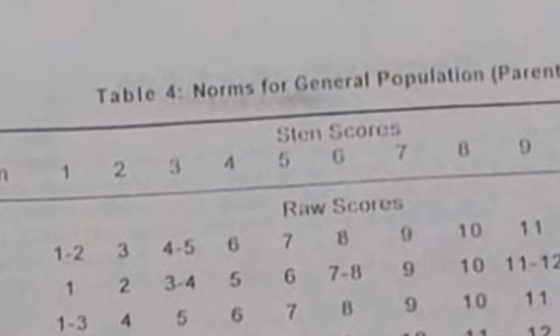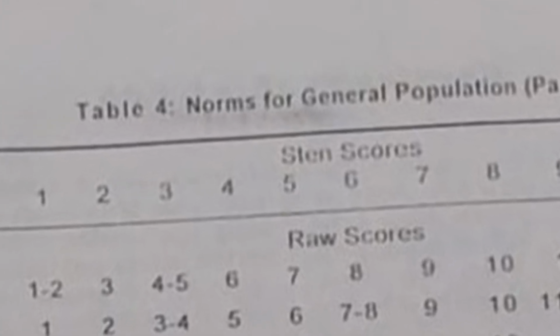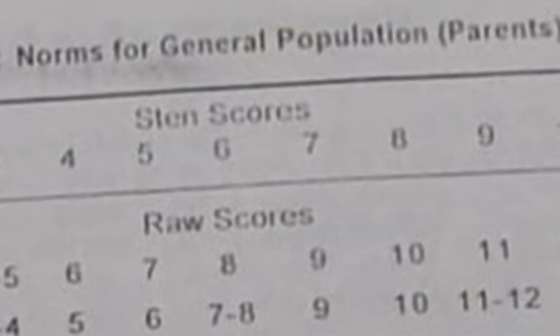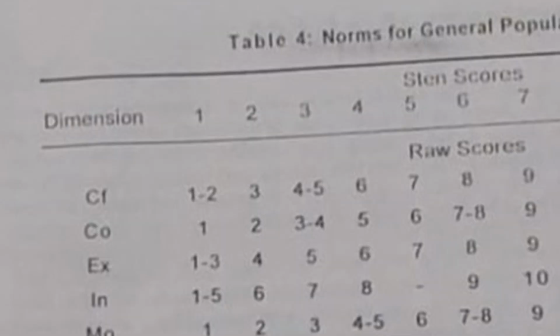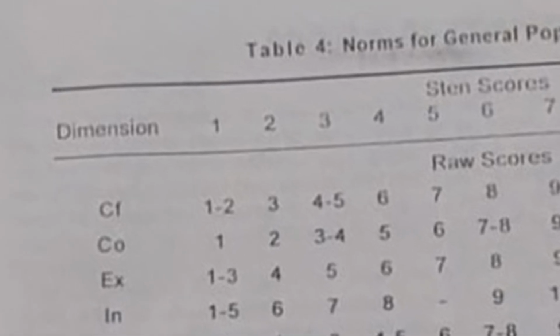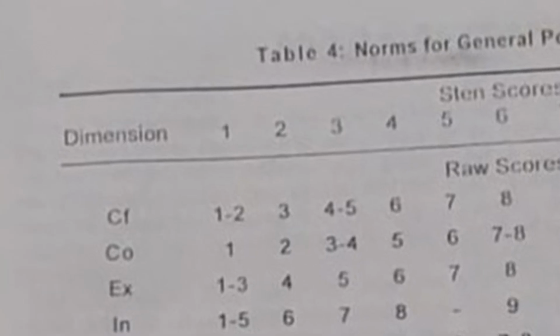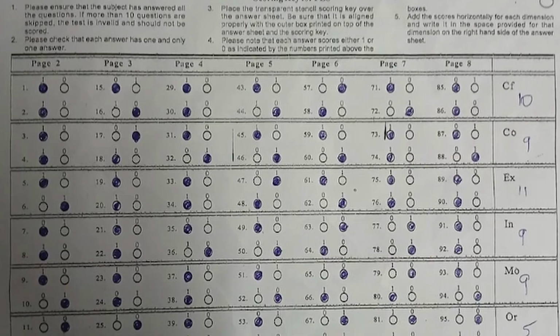Okay. For CF, please, everybody is with me. For CF, suppose you have scored 7, then you will go on the top and see the STEN score is 5. So you will put there STEN score as 5. For CO, suppose you have scored 9, you go to that CO column and go on the top. For 9, the STEN score is 7. For EX, suppose the score is 4, if you go on the top, there is a STEN score of 2 there. Is this clear, guys?